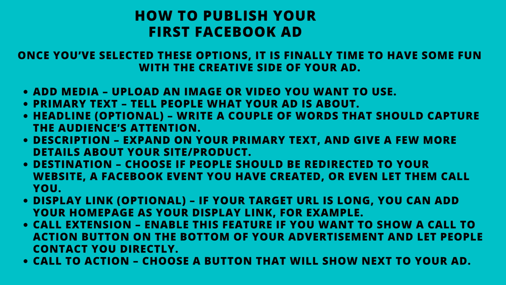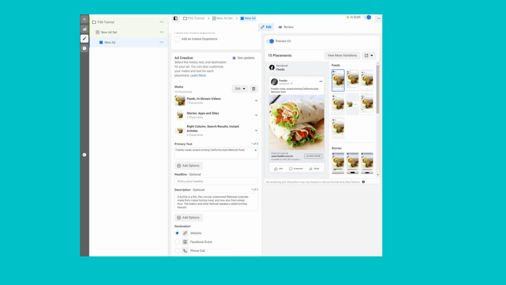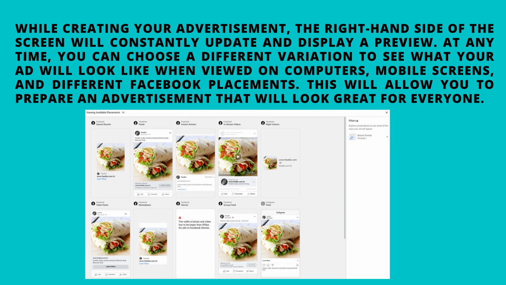While creating your advertisement, the right-hand side of the screen will constantly update and display a preview. At any time, you can choose a different variation to see what your ad will look like when viewed on computers, mobile screens, and different Facebook placements. This will allow you to prepare an advertisement that will look great for everyone. Once you're happy with the result, it's time to hit the publish button. Wait for a couple of seconds for Facebook to save all of your settings, and you're done.